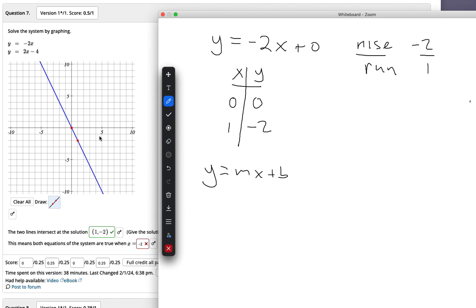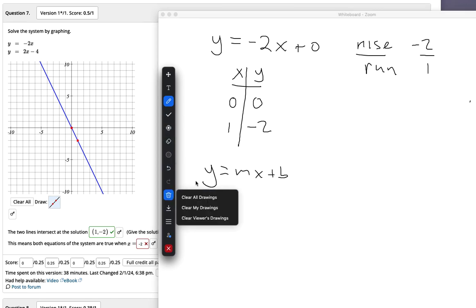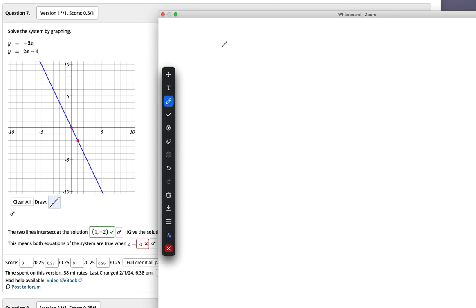So you don't have to make the table. You can totally use slope and intercept, but if you get messed up on it and can't get it to work, just make the table as that will get it done. So that's that one. Let me clear this now. And I'll pop over and do the same with this one.